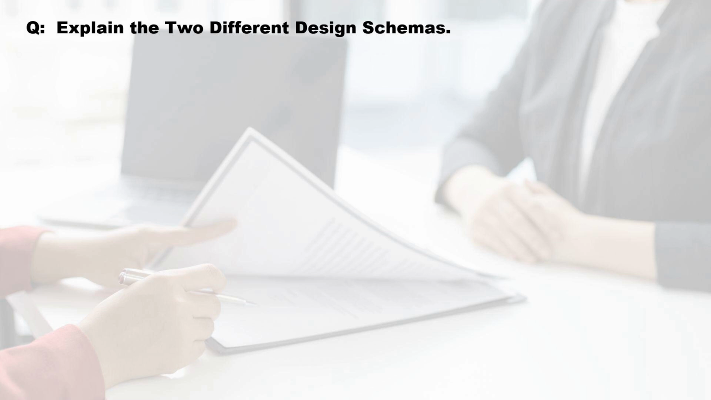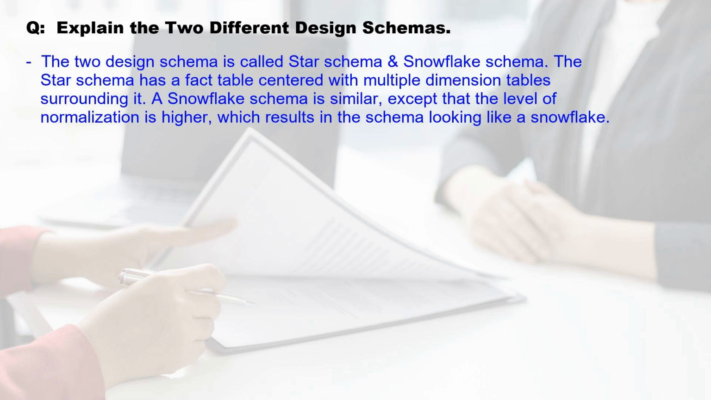Explain the two different design schemas. The two design schemas are called star schema and snowflake schema. The star schema has a fact table centered with multiple dimension tables surrounding it. A snowflake schema is similar, except that the level of normalization is higher, which results in the schema looking like a snowflake.